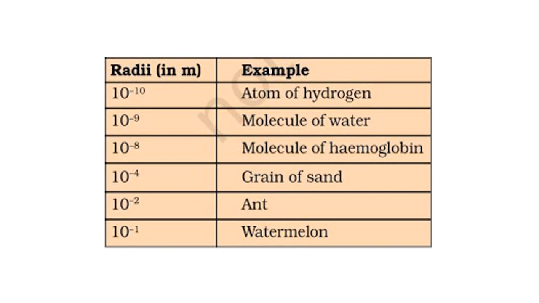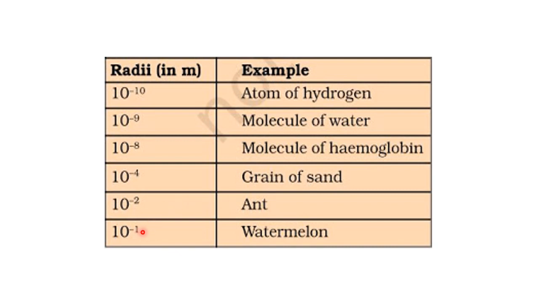Here for comparative study, one more table is given. 10 to the power of minus 10 meter is the size of the atom of hydrogen. 10 to the power of minus 9 is the size of the molecule of water. 10 to the power of minus 8 meters is the size of a molecule of hemoglobin. Now 10 to the power of minus 4 meters is the size of a grain of sand, one small grain. Now 10 to the power of minus 2, bigger, is the size of an ant.